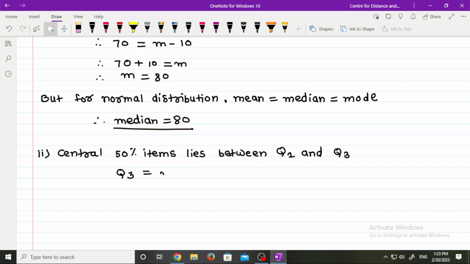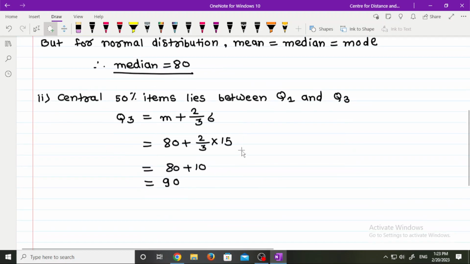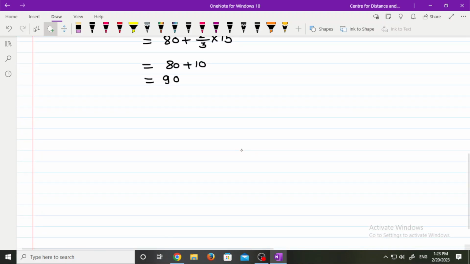And this is given by the formula m plus 2 by 3 sigma, which is equal to, the value of m is 80 plus 2 by 3 into 15. Then 2 by 3 into 15 becomes 10. So here we get 80 plus 10, which is equal to 90. So here we get Q1 is equal to 70, Q3 is equal to 90.